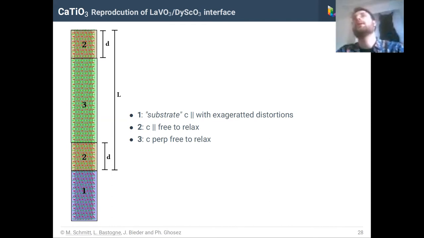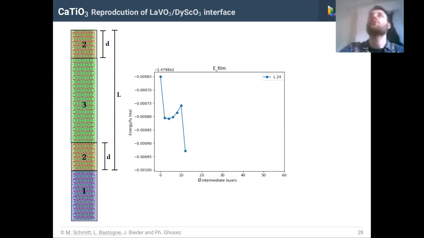And then in part two, I put this parallel phase and let it free to relax, and then free the C perpendicular phase. And now what I vary is the thickness of this intermediate layer and the absolute layer. So here you have a very thin film, and I vary D from zero to the whole film. So the first point means there's only phase three, and the last point means there's only phase two. And so the lowest configuration is only phase two, only C parallel, like in the experiment.